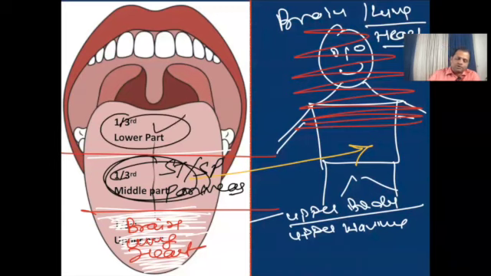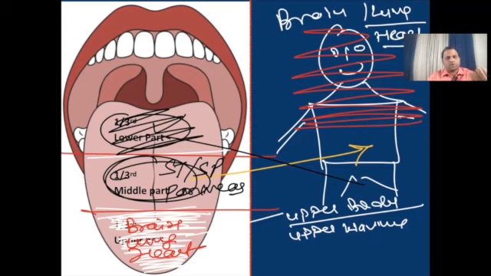The same things are represented by the lower third of the tongue. So the lower part represents the lower body. In the lower body, we have the intestine. In the lower body, we have the uterus, prostate. Okay, so all the lower parts of the body, like the kidney, like the urinary bladder, are represented by this part of the tongue. So the tongue represents the whole body.